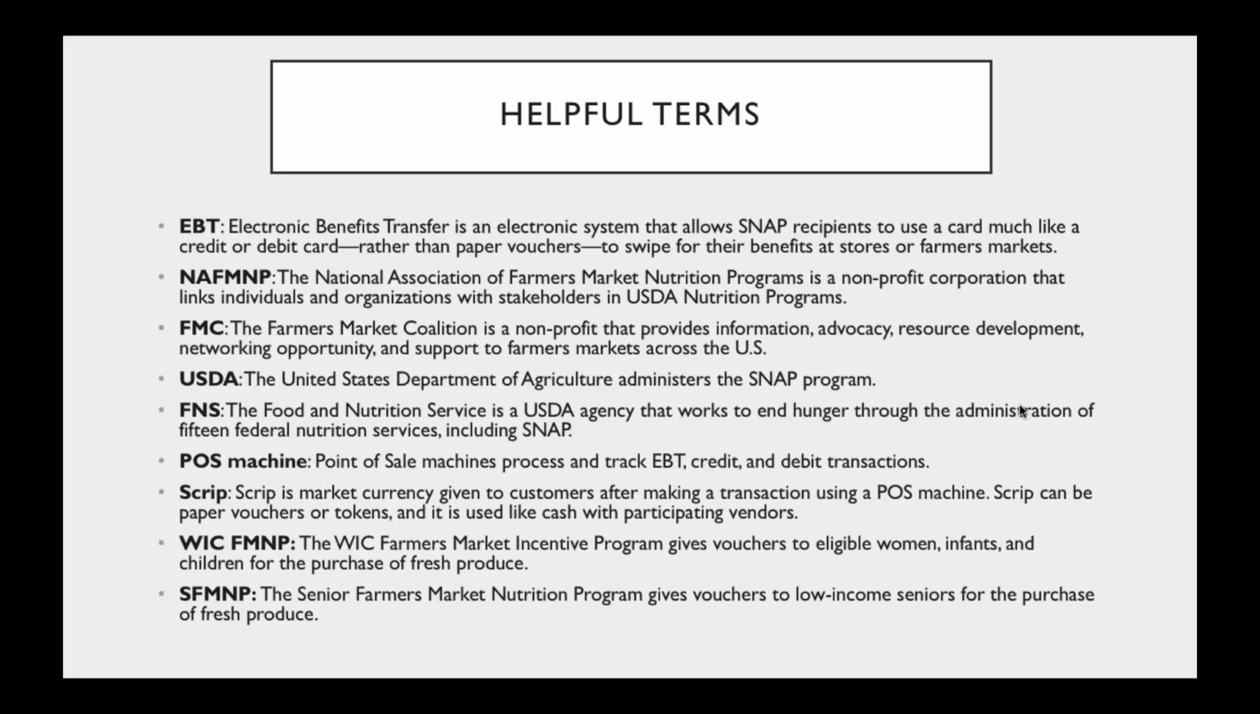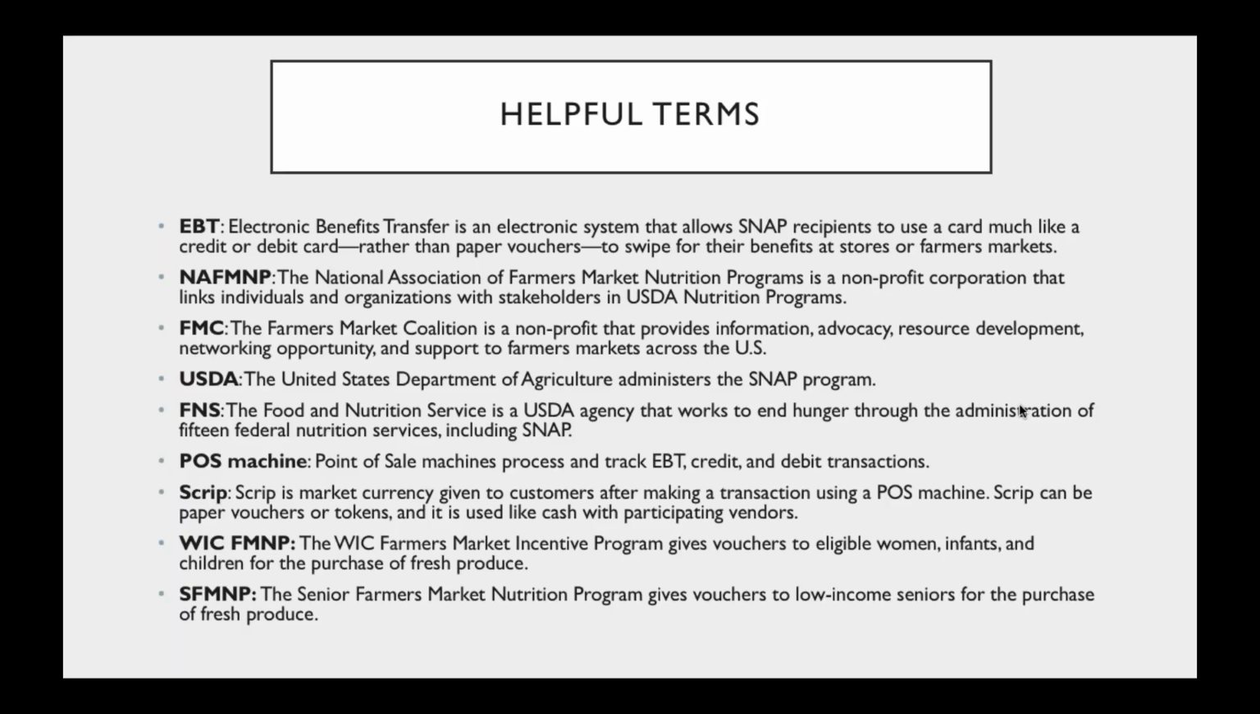The NAFMNP is the National Association of Farmers Market Nutrition Programs. And it basically links organizations with USDA nutrition programs. FMC is the Farmers Market Coalition. They do a lot of work with outreach and advocacy, resource development, networking. They do a lot of grant work with SNAP and things of that sort. So they're a really, really good resource. When I was writing my guide, I went to their website. They have some really wonderful articles and links out to other organizations, so I highly recommend looking them up.